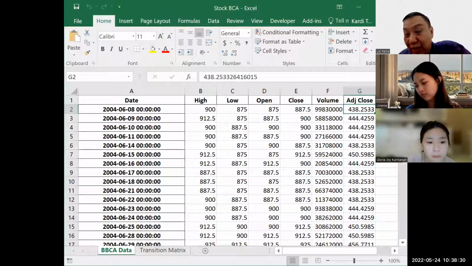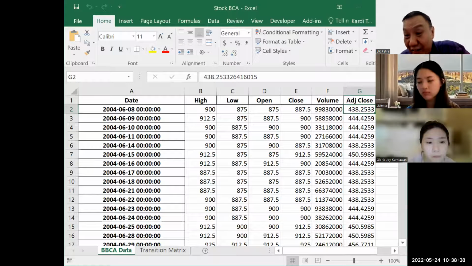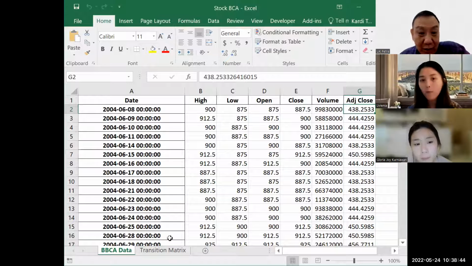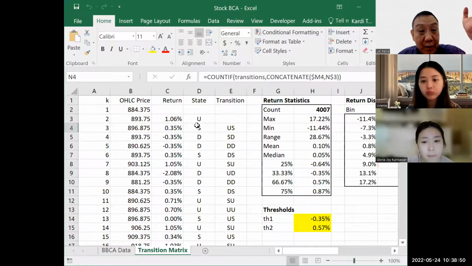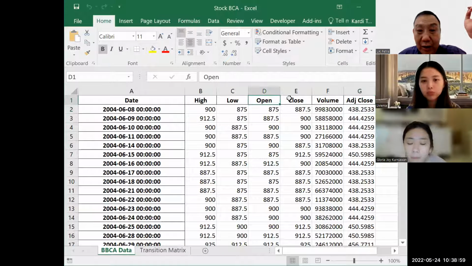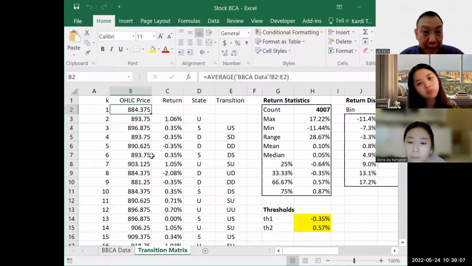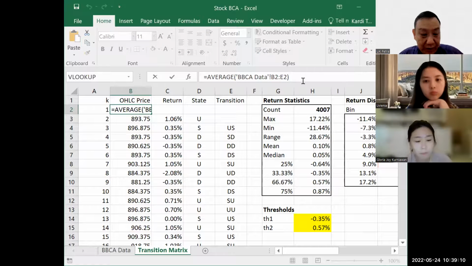So what is the state that you can think of? States mean change, isn't it? Daily change, correct? So in that case, this is my suggestion only, you can do different things. My suggestion is I calculate what is called OHLC price. What is that? Open, close, low, high. I average all of these four prices here. Can you see?